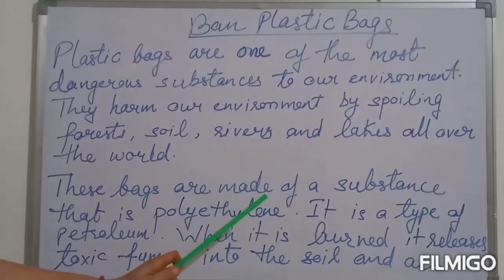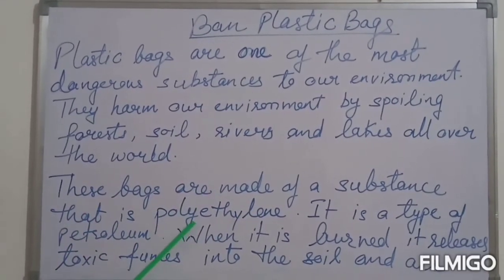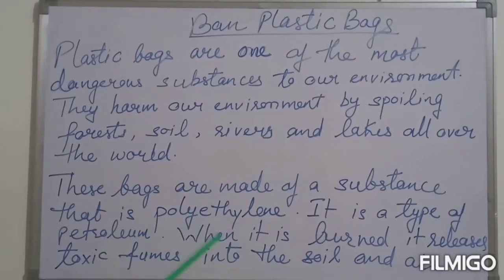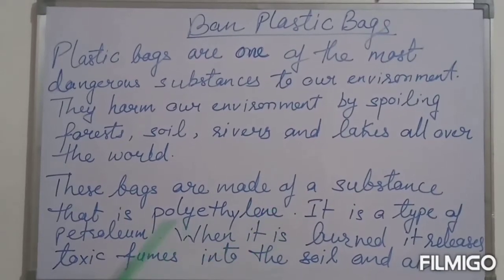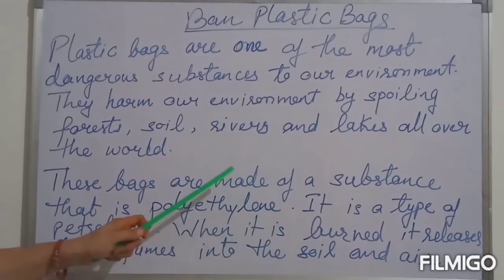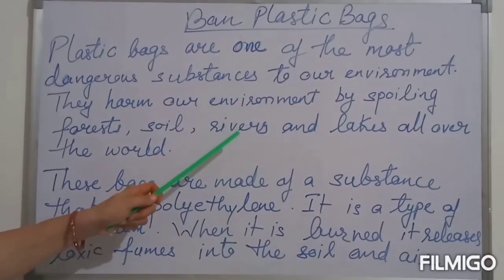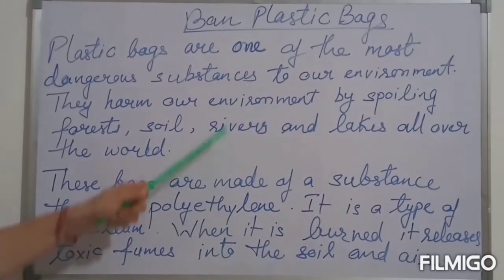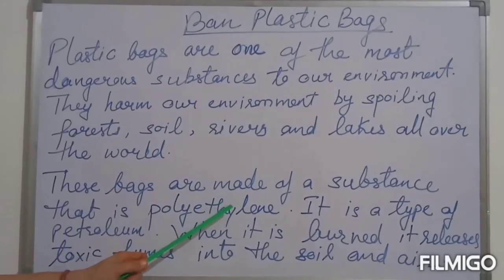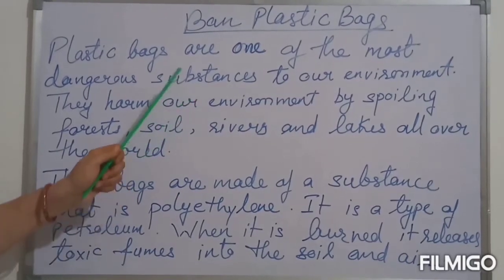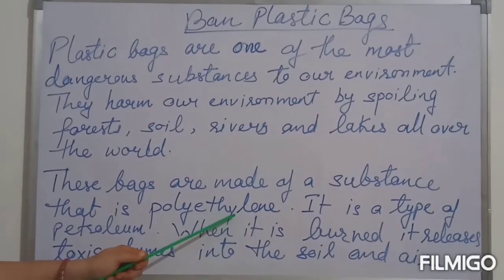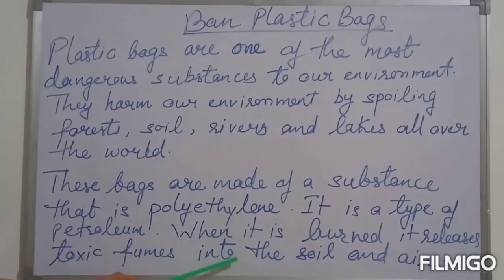Now in the second paragraph we'll write down the whole main part of the body, that is, these bags are made of a substance called polyethylene. It is a type of petroleum. When it is burned, it releases toxic fumes into the soil and air. And now we are describing the problem, what happens when this problem is there, what the effect of the problem on our environment is. So in the first paragraph, definition and problem. In the second paragraph, we'll start describing the problem and we'll continue it.